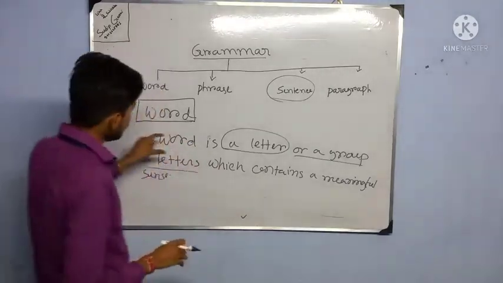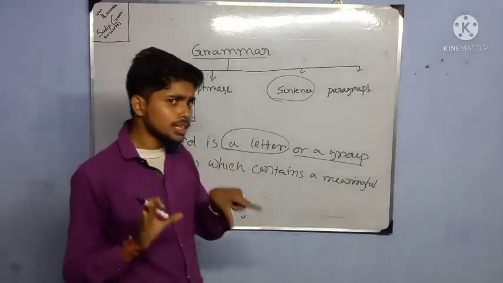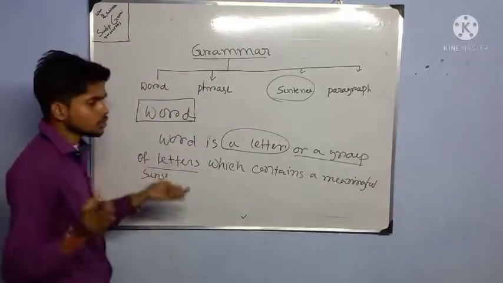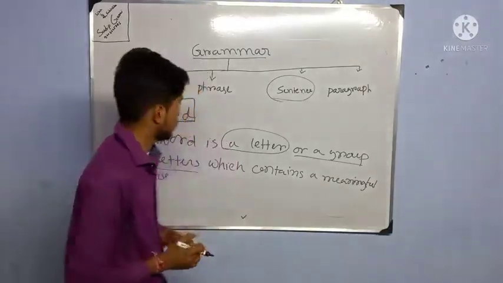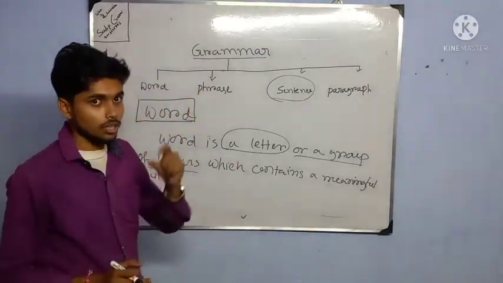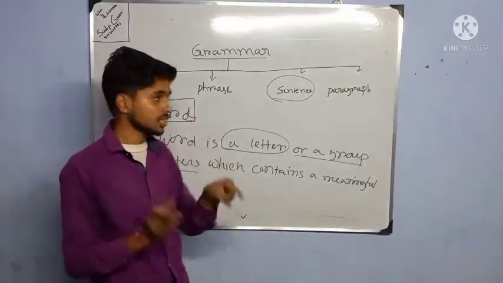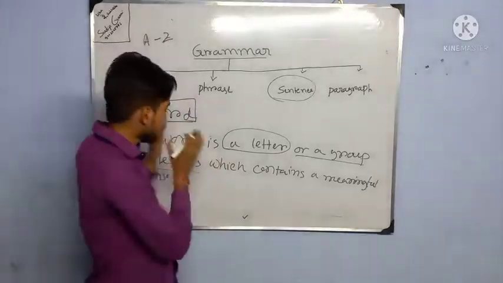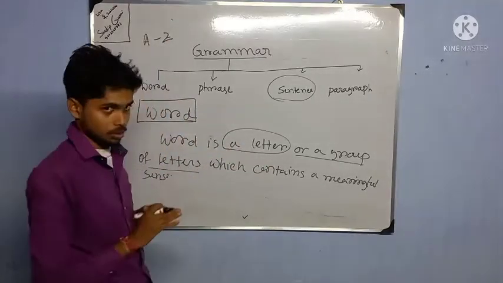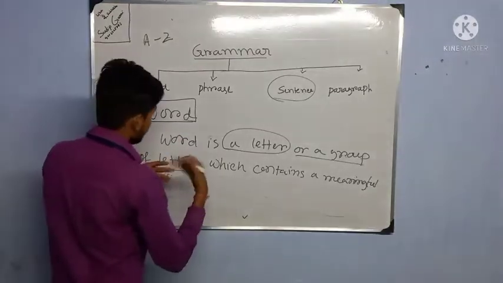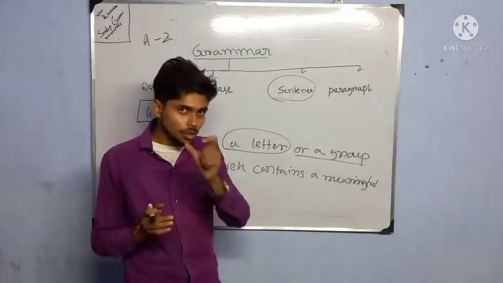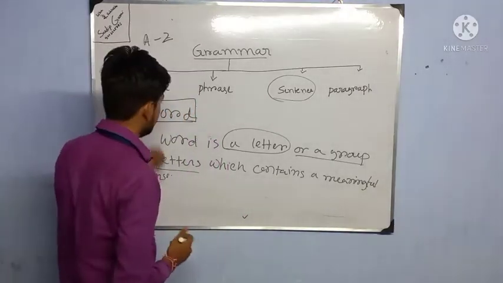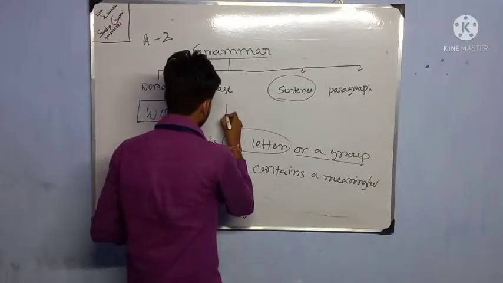So I think you got a point. What is the meaning of word? A word means a lot of letters. And what are the letters? Like you know that in the alphabet there are a total of 26 letters, like A to Z. These 26 letters are called the alphabet. If I give you some examples, it will be very easy for you to understand what actually a word is.